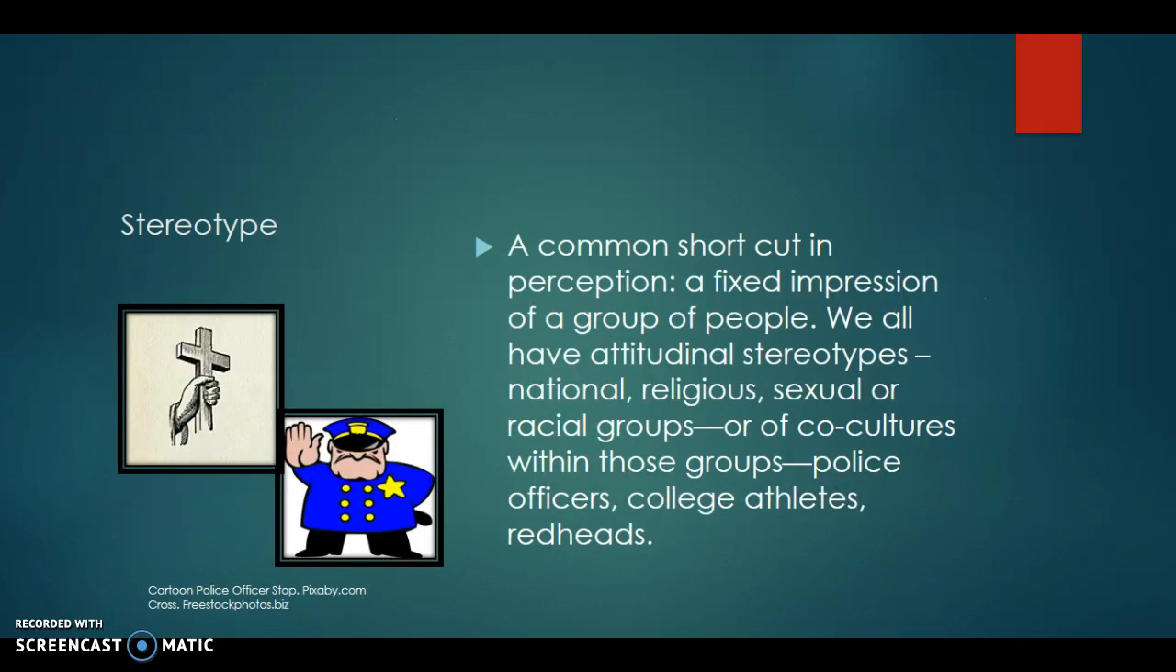So, a stereotype. I don't think you needed a speech class to have some previous idea of the term stereotype, but it's a common shortcut in perception. It's a fixed impression of a group of people. Typically, we think of stereotypes in really broad strokes, like by sex, a man or a woman, by race, by ethnicity, by religion. But even within each of those broader types, we can look at co-cultures within those groups, such as police officers, college athletes, redheads, right?